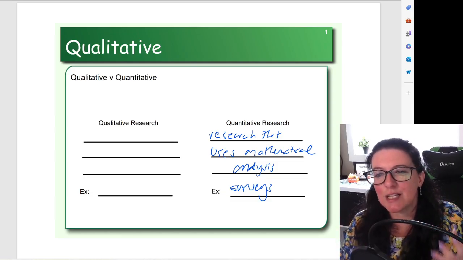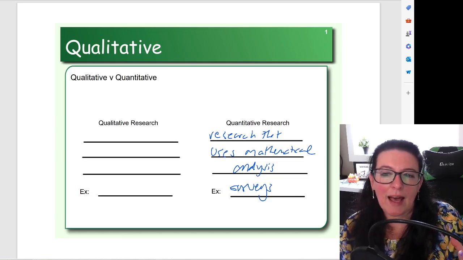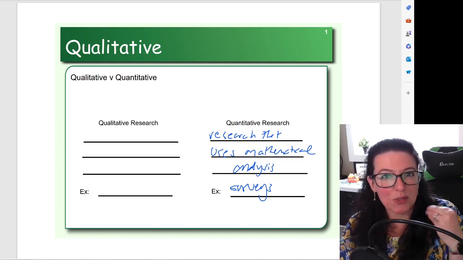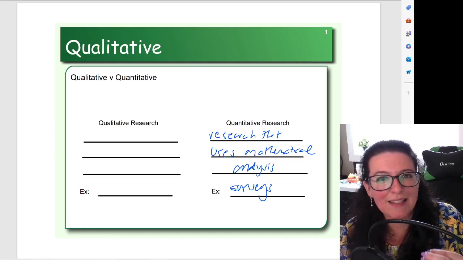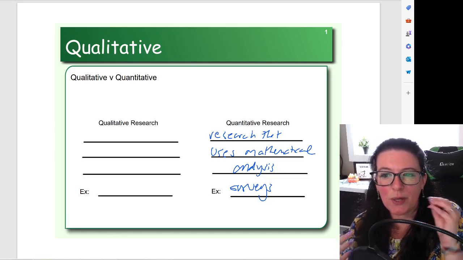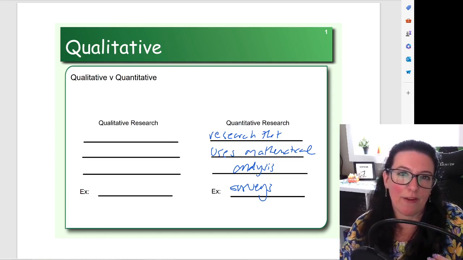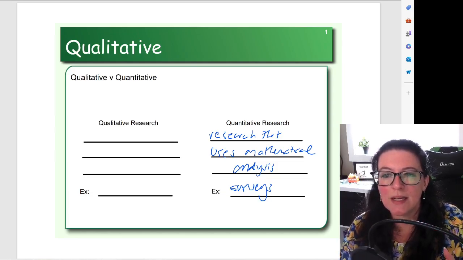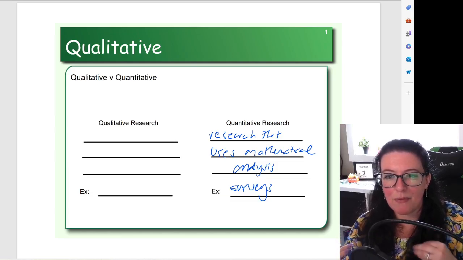So in surveys and experiments, we can actually do math, so statistical tests to see if there's a difference between one group and another in terms of how they feel or in terms of measurements. So we can do that type of analysis.